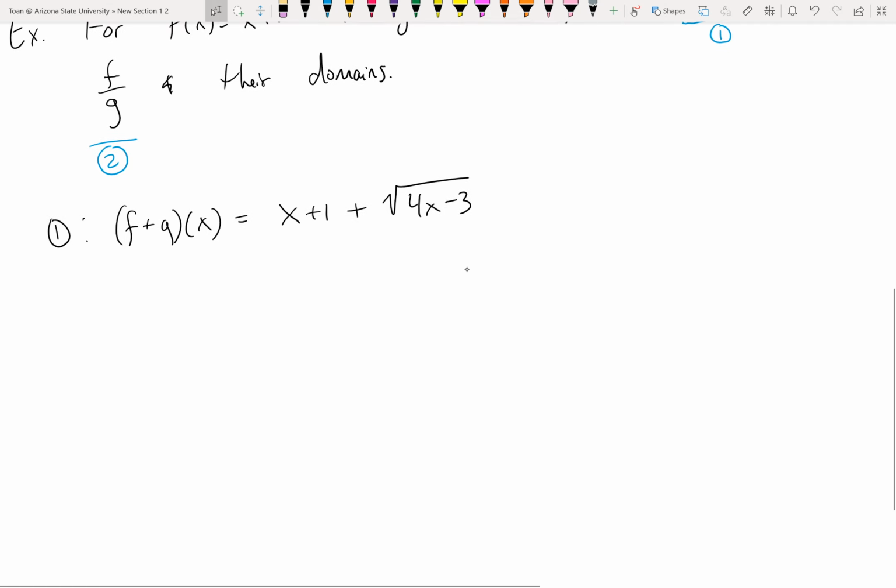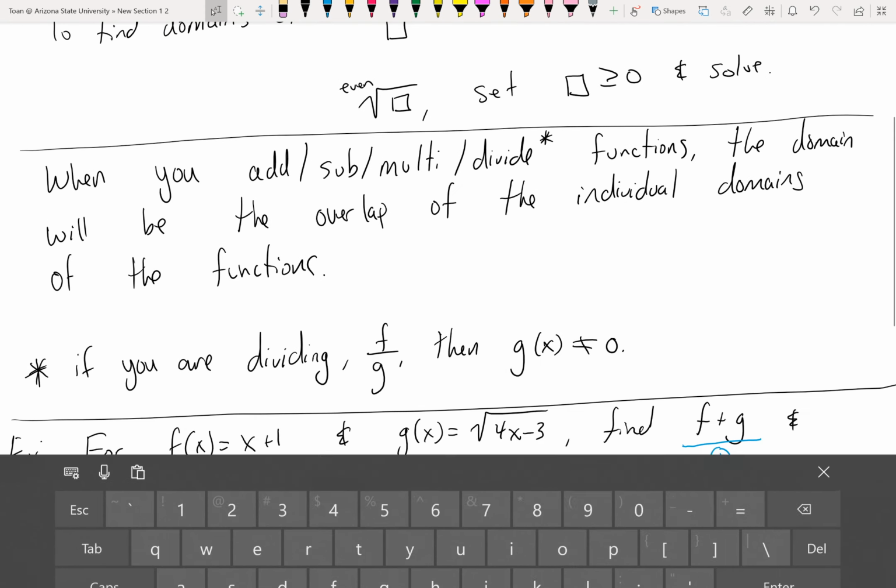And then to find the domains, you just find the domains separately. So the domain of x plus 1. So that's the f function. Now, again, when it comes to domain, you're looking at two things.